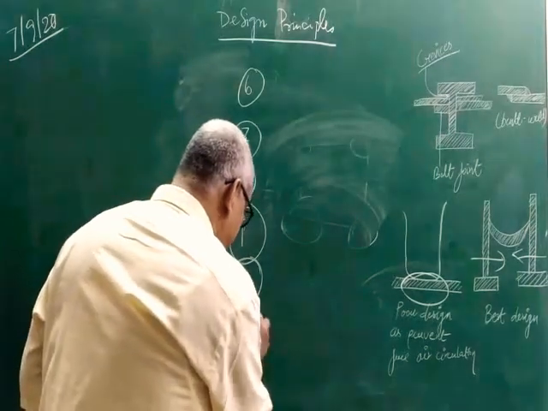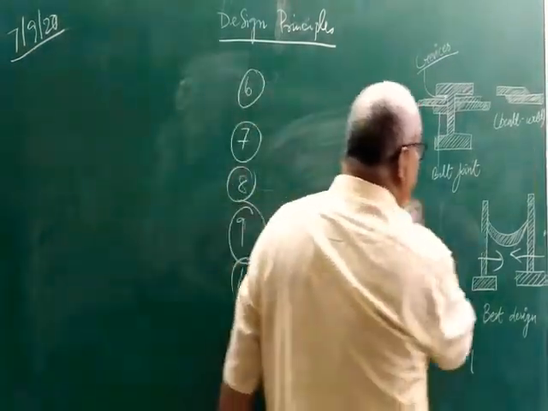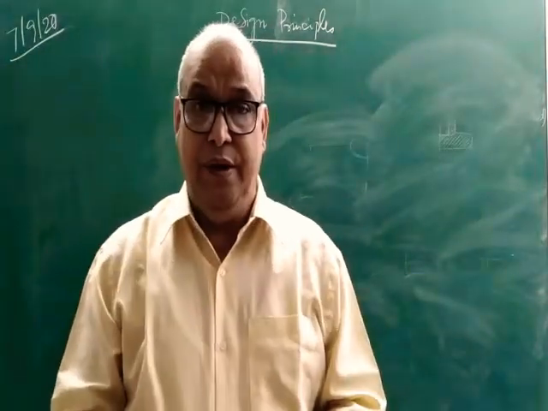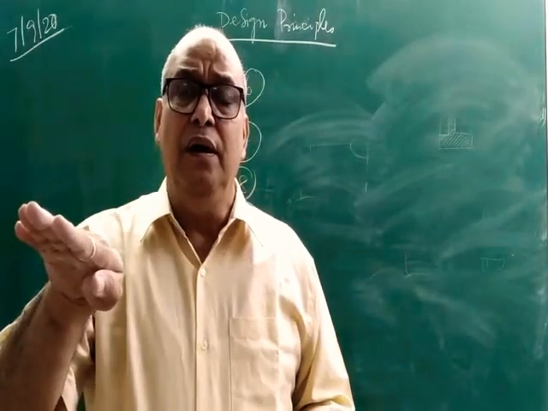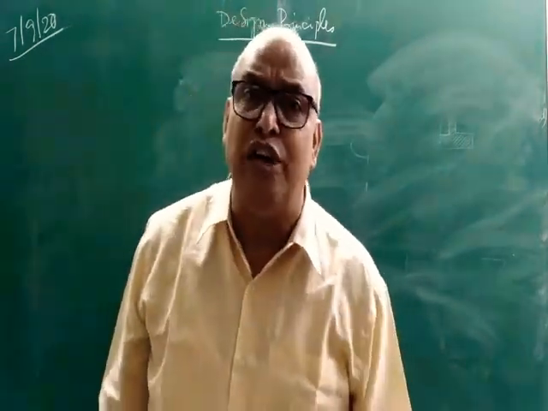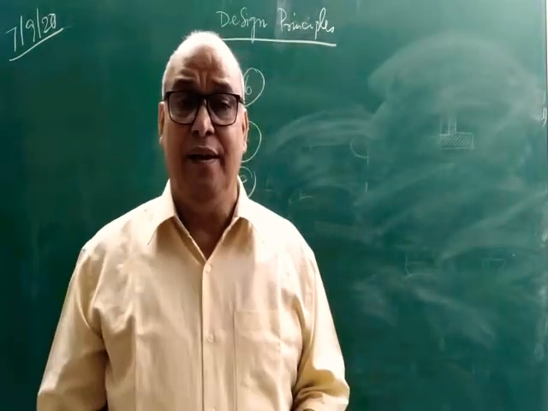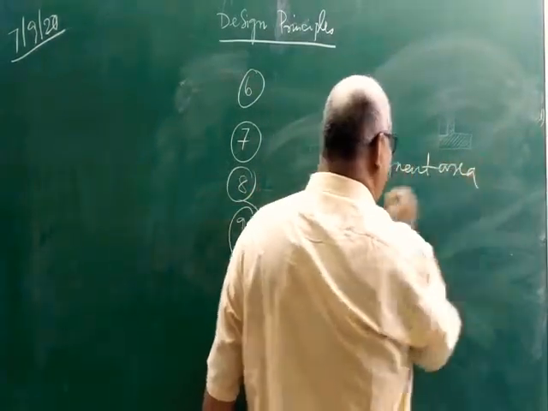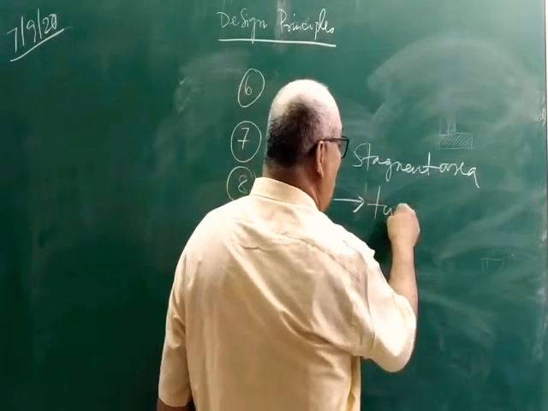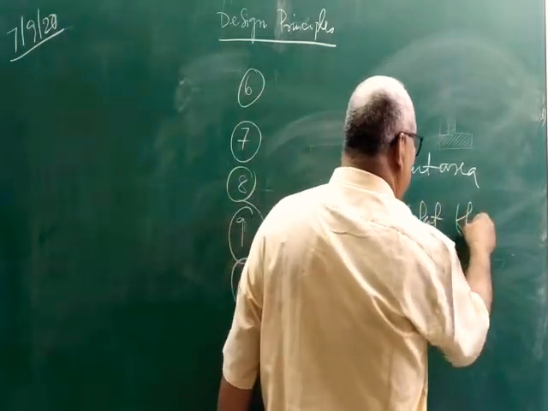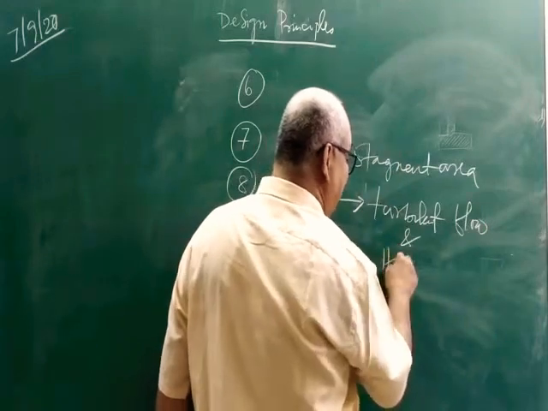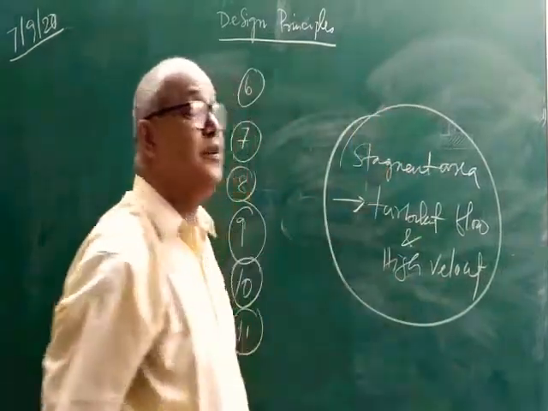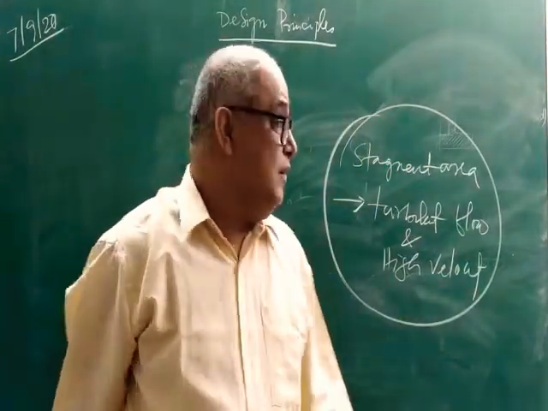Number 11. This point is very, very important. The design we propose should ensure uniform distribution of corrosion liquid flow, as stagnant area as well as turbulent flow and high velocity can initiate rate of corrosion.